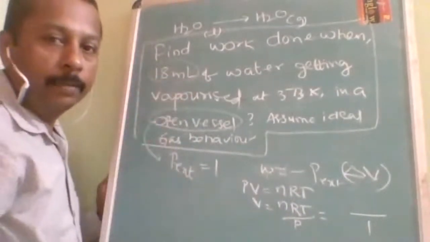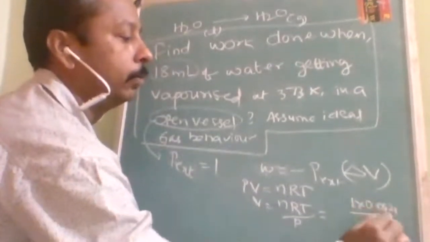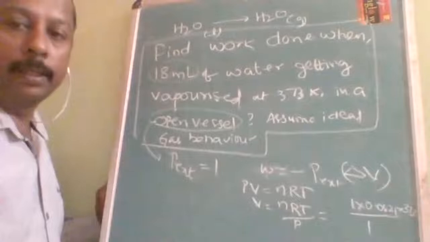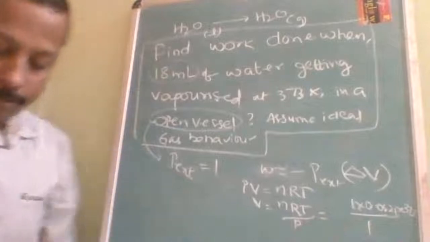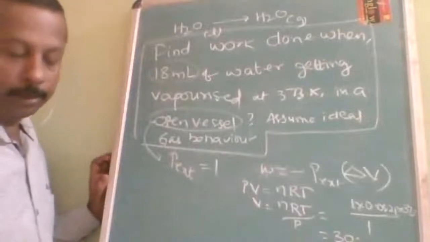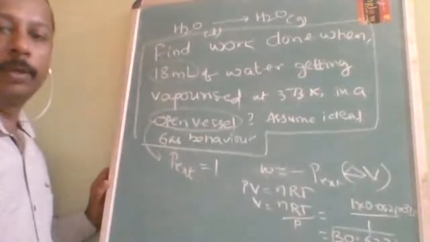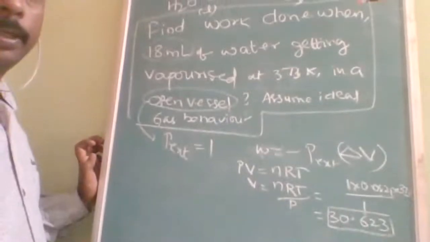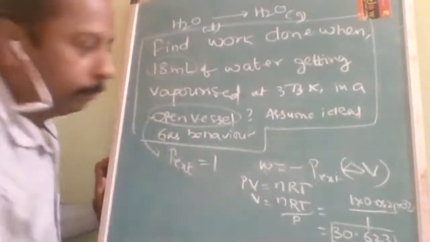18 ml means 18 grams, since the density of water is 1, so moles will be 1. V is 1 into 0.0821 into the temperature, 373 Kelvin, divided by 1. On simplification, you are going to get 30.623. But this is the final volume, not the final answer.